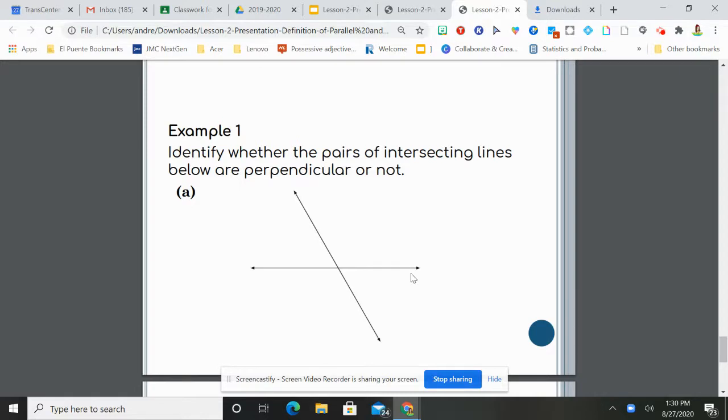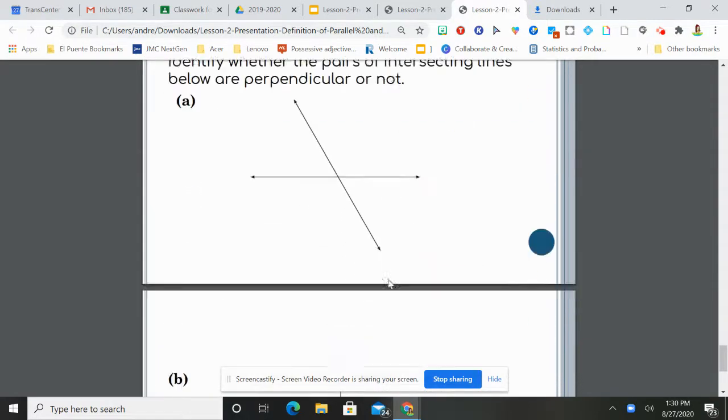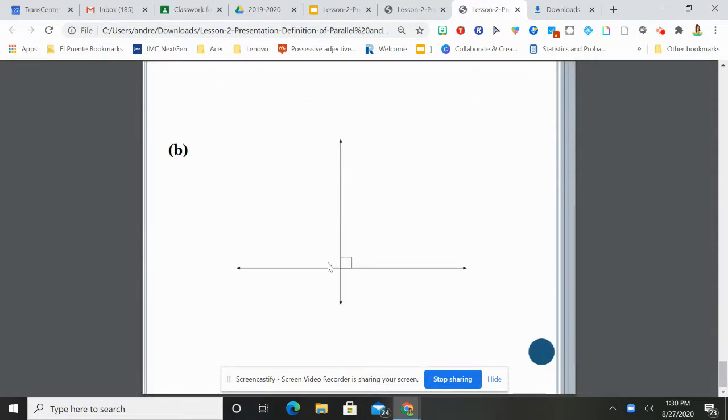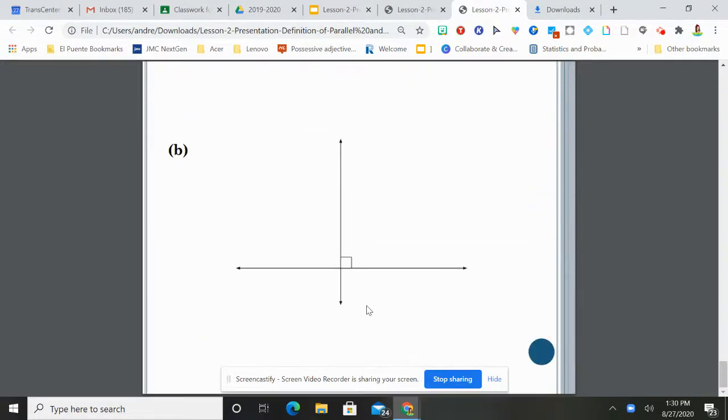Let's look at it here. Identify whether the pairs of intersecting lines are perpendicular or not. Well, guess what? This is just intersecting lines. They're not forming right angles. It's not straight up like this. What about this one? Notice there's one right angle here. There must be one here, one here, and one here. So 90 degrees each, four right angles. All right, and this ends our presentation. Please go ahead and do the examples in your assignment.